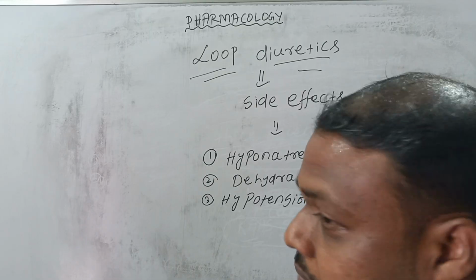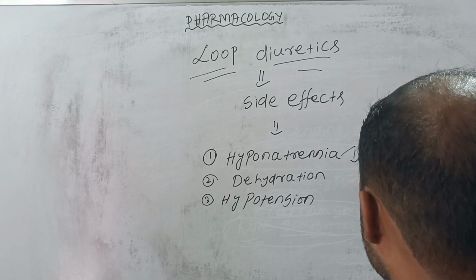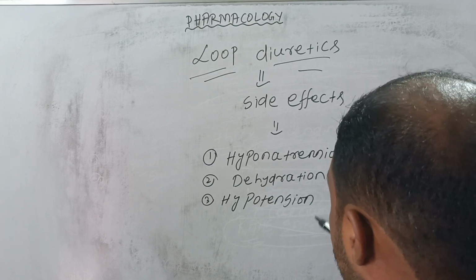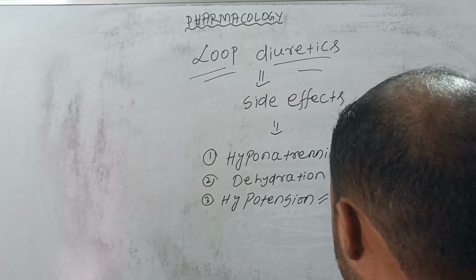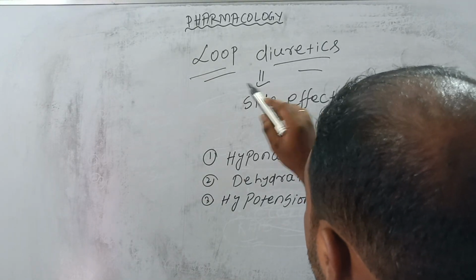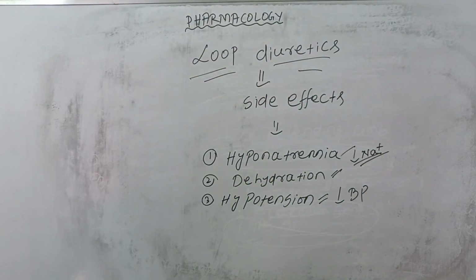Hyponatremia is decreased sodium level, then dehydration, then hypotension. Hypotension is decreased blood pressure. That is the three side effects of loop diuretics.